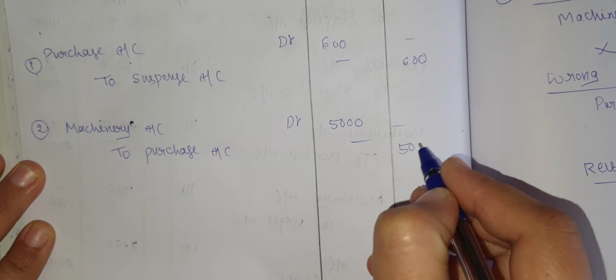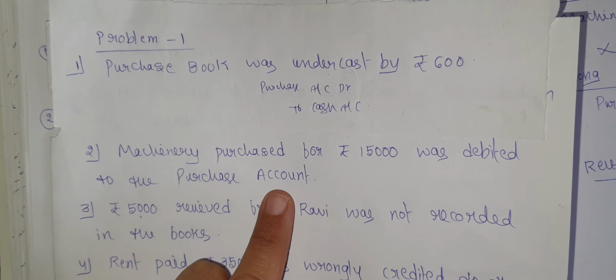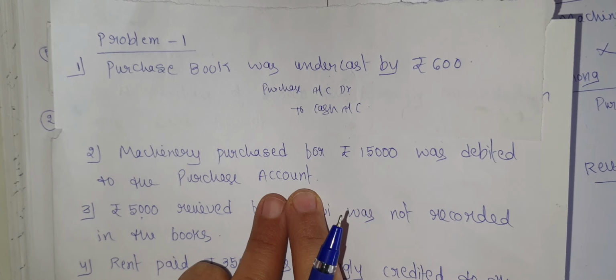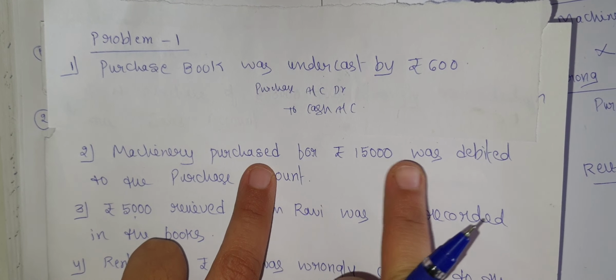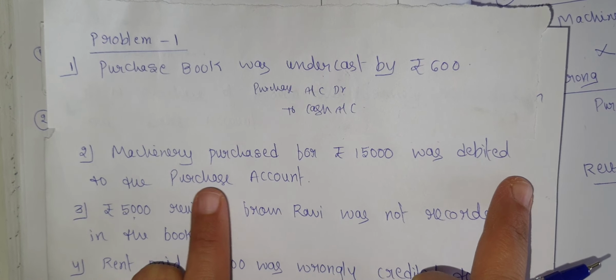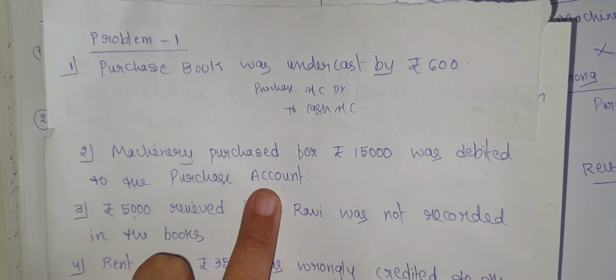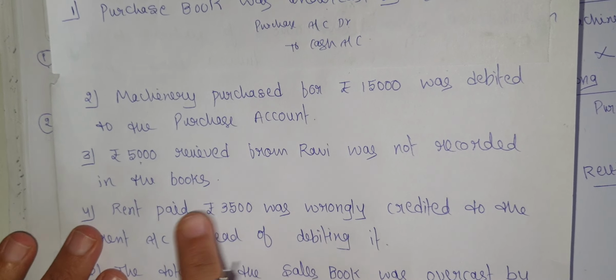So what is the narration here? Being machinery purchased was wrongly debited to the purchase account, now rectified. Here add "wrongly". Okay, this is the narration. Now we will see the third transaction.